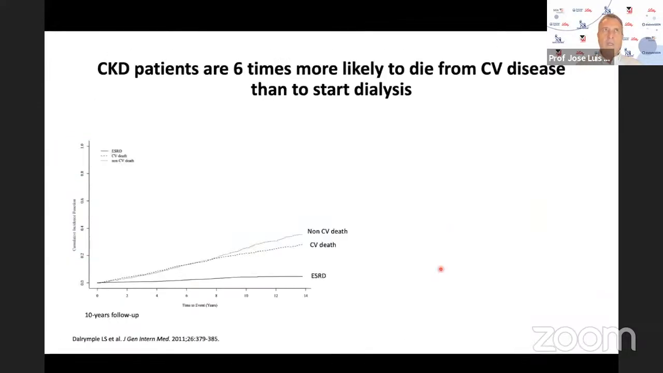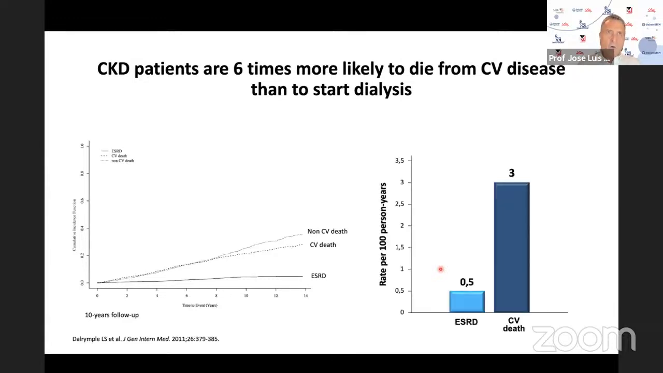This is confirmed in a study that included more than 1,000 patients with GFR below 60, followed up for the event of end-stage renal disease and non-cardiovascular death or any other event. In this case, adults were 3-fold more likely to die from any cause than to progress to end-stage renal disease. And for cardiovascular death, those patients with GFR below 60 were 6-fold more likely to die from cardiovascular causes than to develop end-stage renal disease.